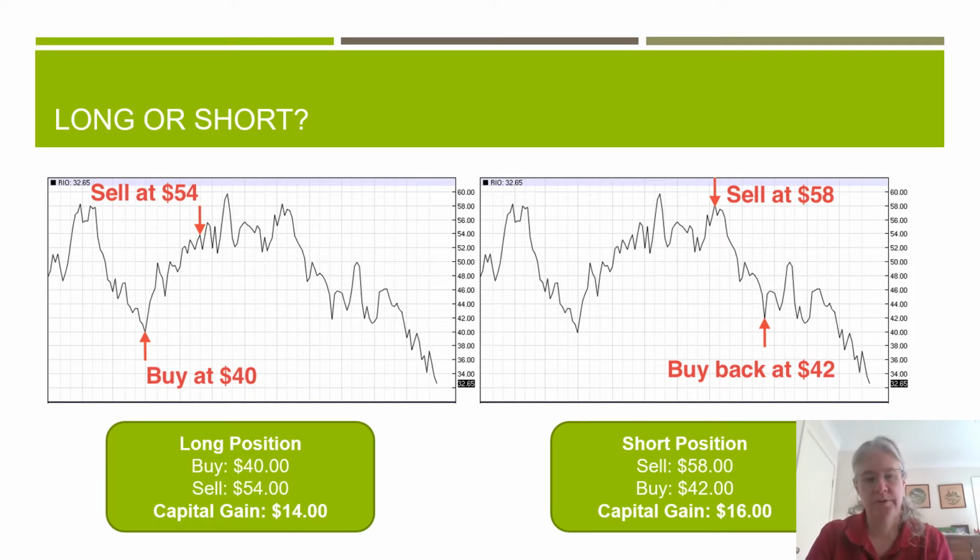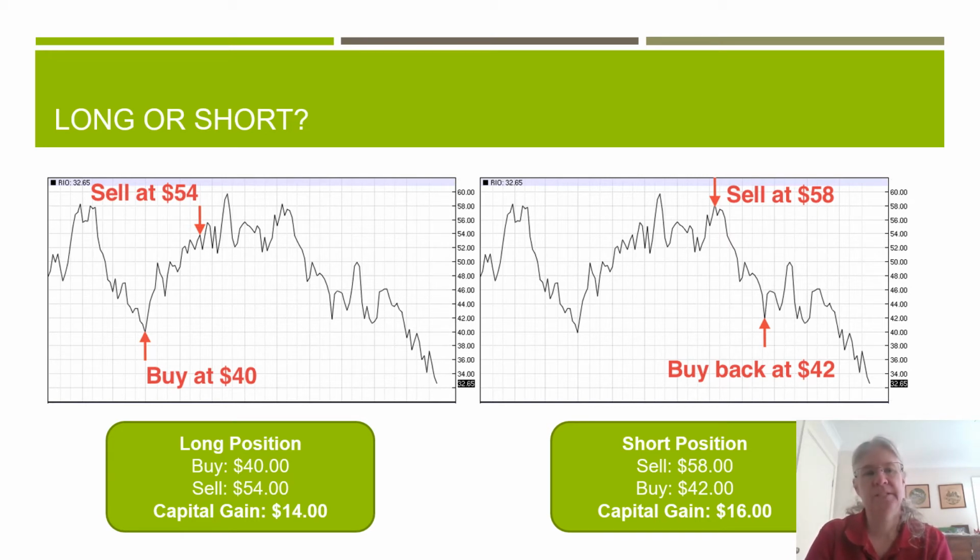So we borrow those shares, we sell them up here where the price is high at $58. The price goes down and we buy back at $42. So we have made a gain of $16. Of course, there are costs that have to be taken into account for this. So there's the two, the long and the short. So the long position is relying on the price going up and the short position on the price going down.